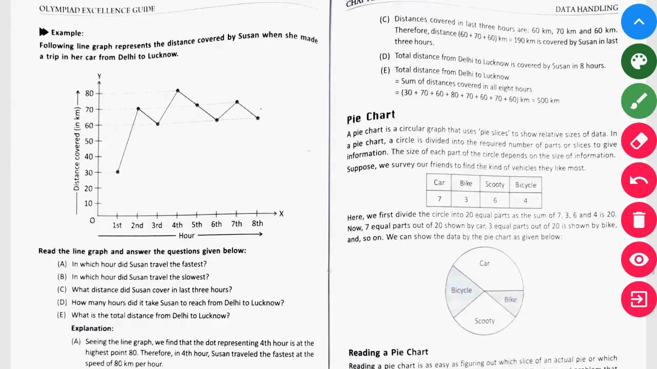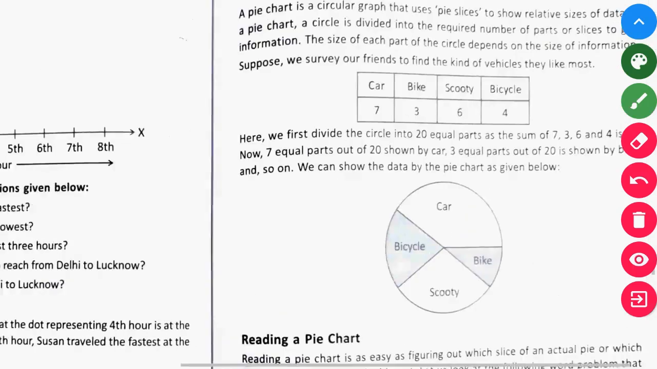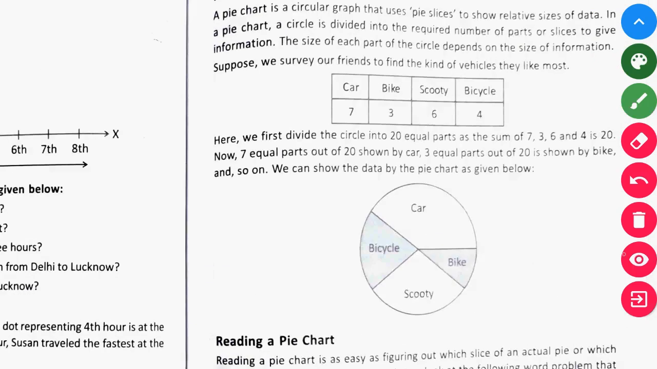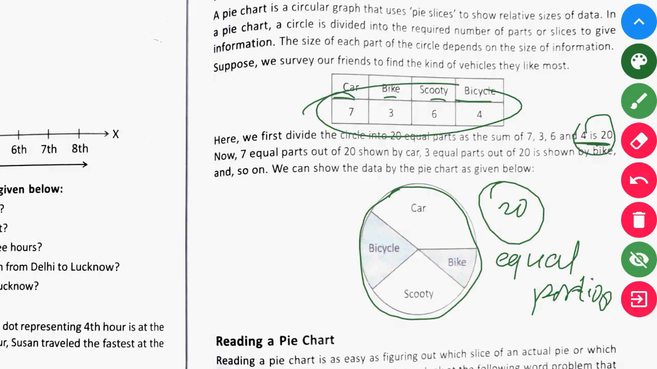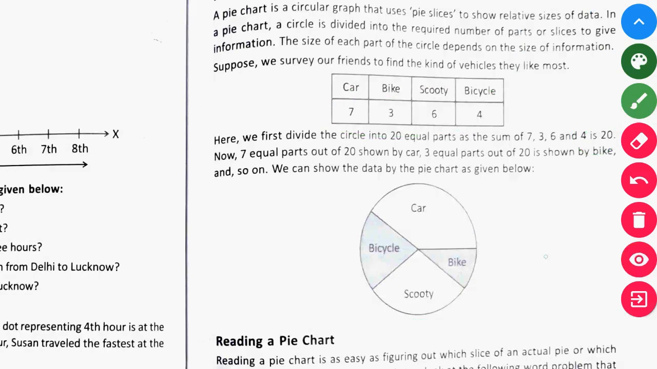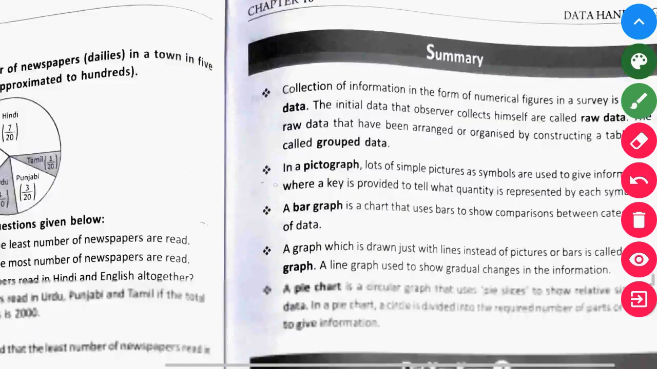Okay, and the last one is the pie graph, the pie chart. This is the pie chart. Now how many total things are there, so we have to calculate it. If we calculate car, bike, scooter, bicycle, there are 20 things. Now this circle is there and we have to divide this circle into 20 equal portions and then represent each portion. Okay, so that is how a pie graph works.